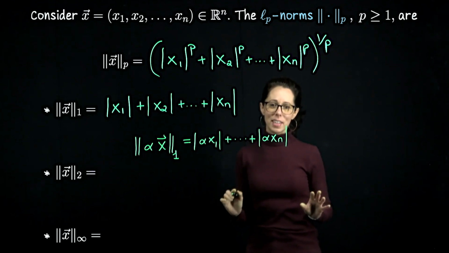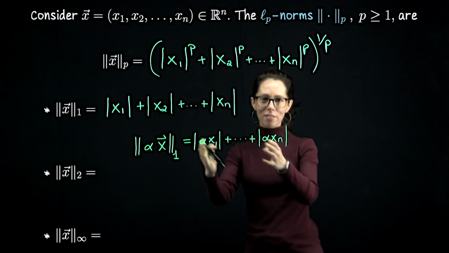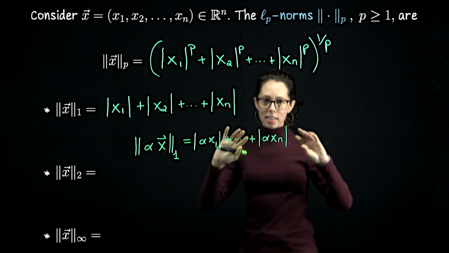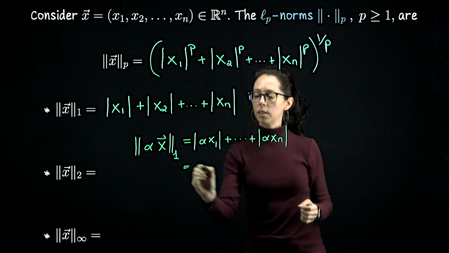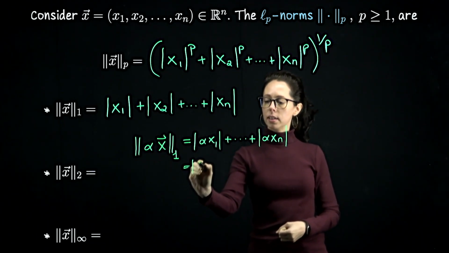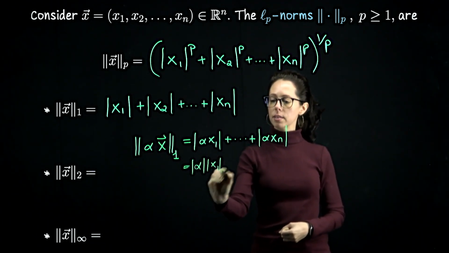I just want to emphasize here that when I pull the alpha in front, I need to recognize that it's the size of alpha. So the absolute value of this product is the product of their absolute values like this.